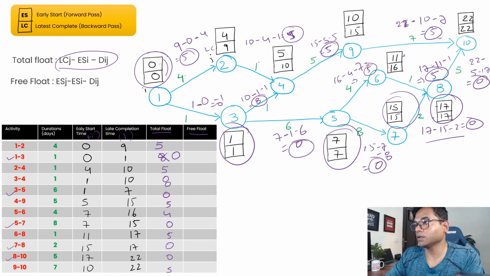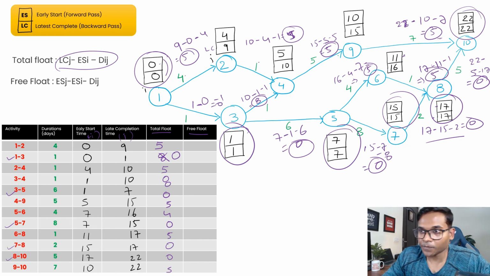And that's why these activities are getting 0 float. So if you see here, this is what represents our critical path, and all the total floats mentioned here are 0. Okay, now let's calculate the free float, right?